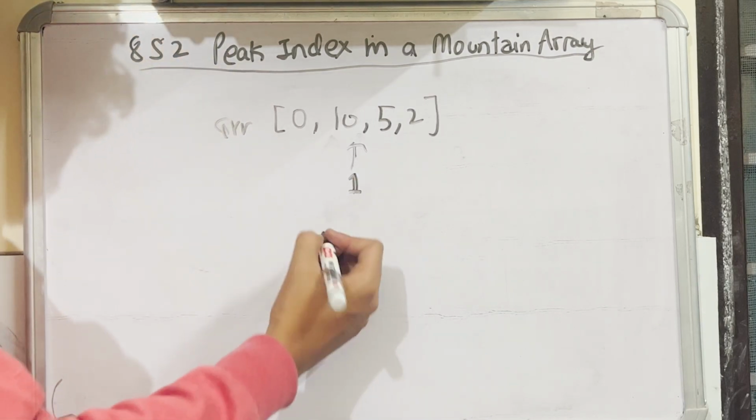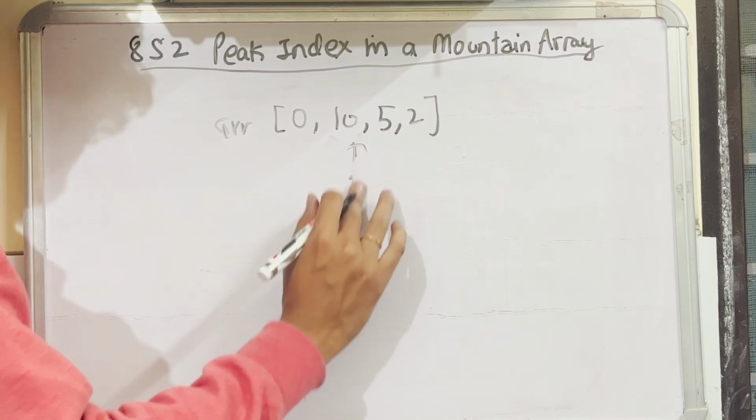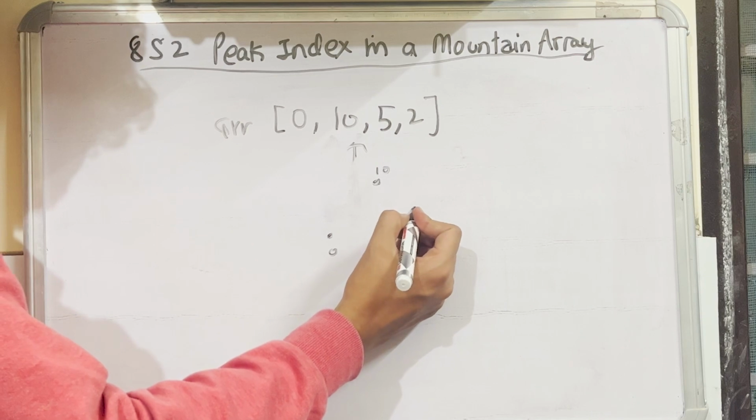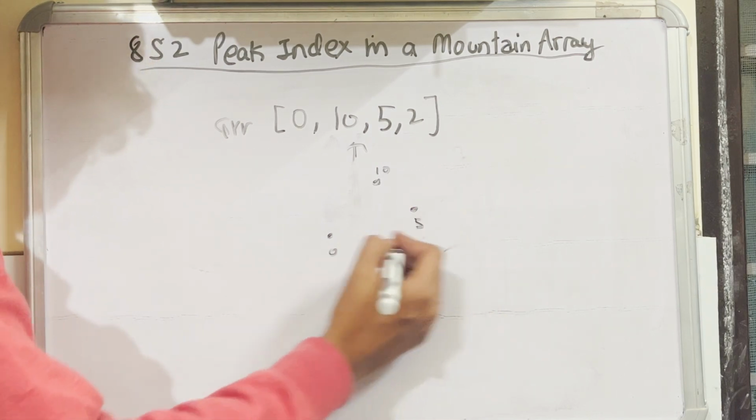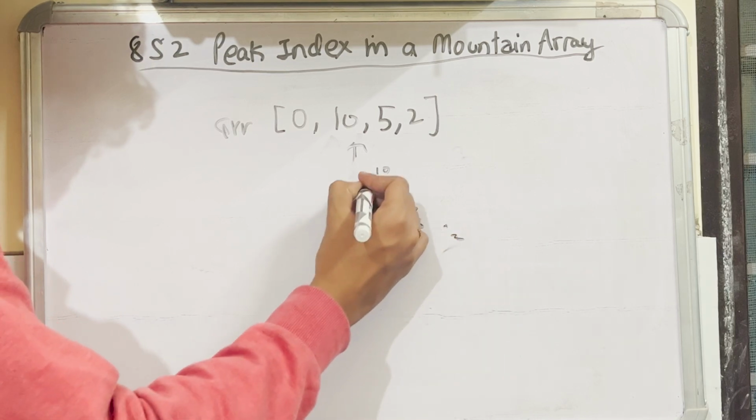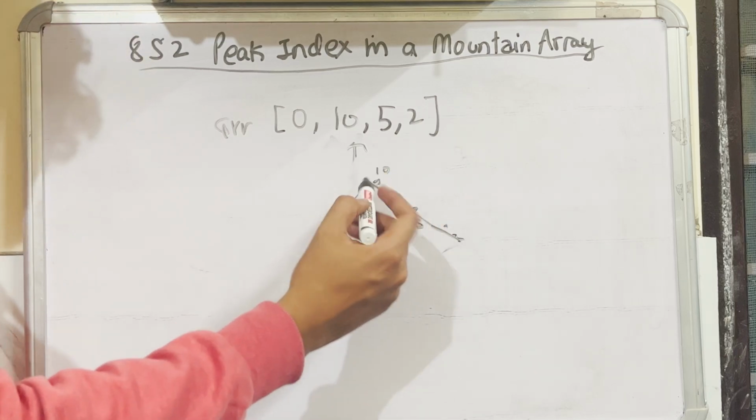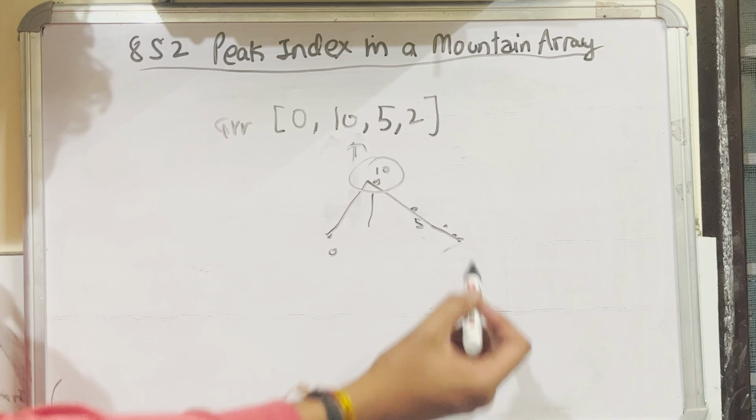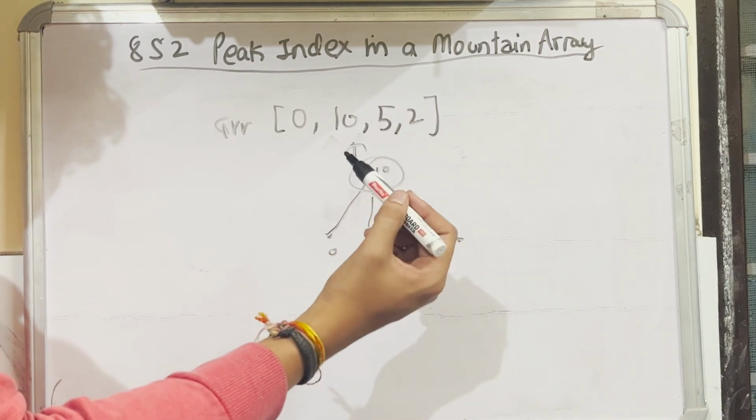For visual explanation, you can see 0 will be somewhere here, 10 will be at the top position in terms of metric, 5 will be here, 2 will be somewhere before 0, should be here. Okay, so if you see, this is a mountain forming and you have to return the index of the peak element. In the question it is given for sure there will be a peak element. You have to just simply return it.